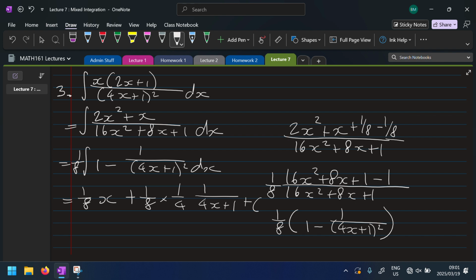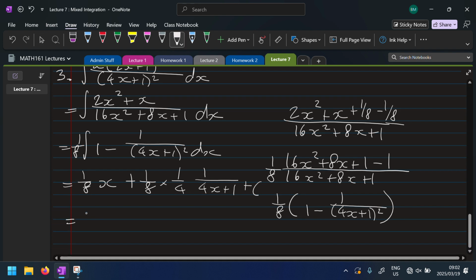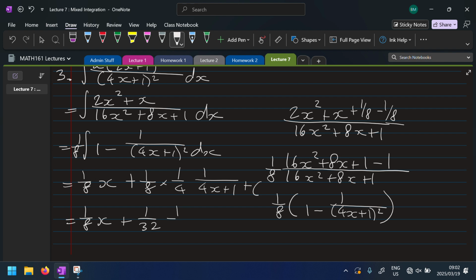So this u substitution here, the u equals 4x plus 1, you should be able to do that in your head by now. If you can't do that in your head, go back to the u substitution work and work at that. So that bit from the minus 1 over 4x plus 1 squared, integrating that, you should do that in one line. If you can't do it in one line, you need to go back and do some extra work. So 1 over 8x plus 1 over 32, 1 over 4x plus 1 plus c. We end up with this.